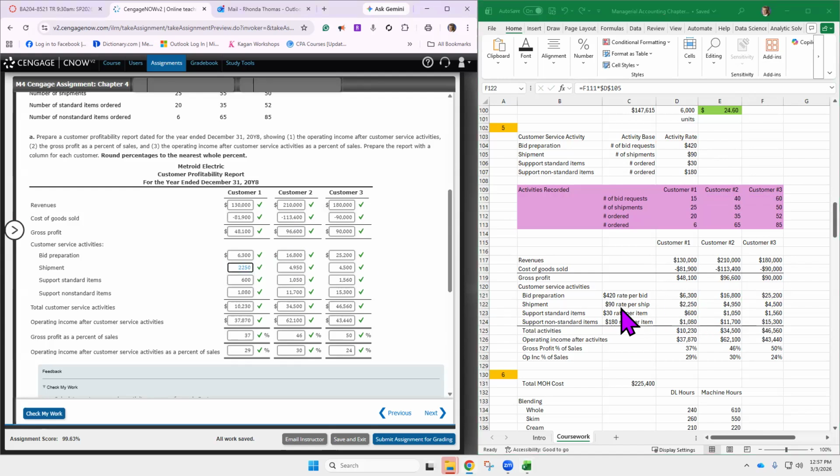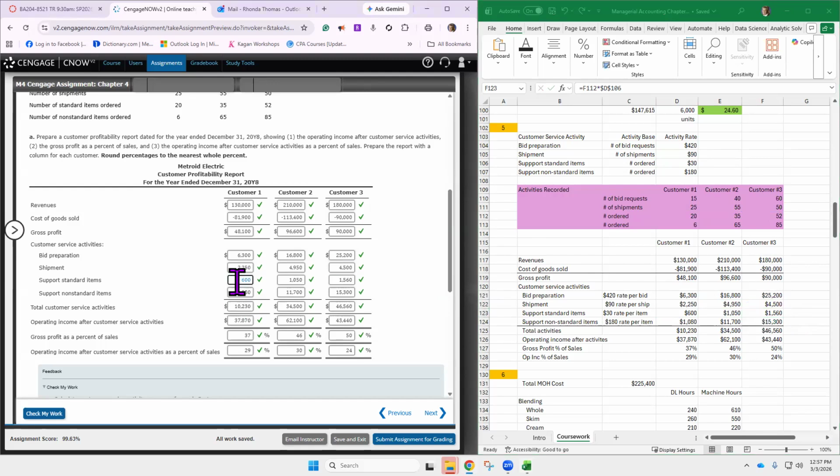Now we're going to go to shipments. Shipments are $90 each. So customer 1 had 25 shipments times 90, which equals 2,250. Then customer 2 has 55 shipments at $90 a piece, so that is 4,950. And customer 3 has 50 shipments times 90, so that is 4,500.